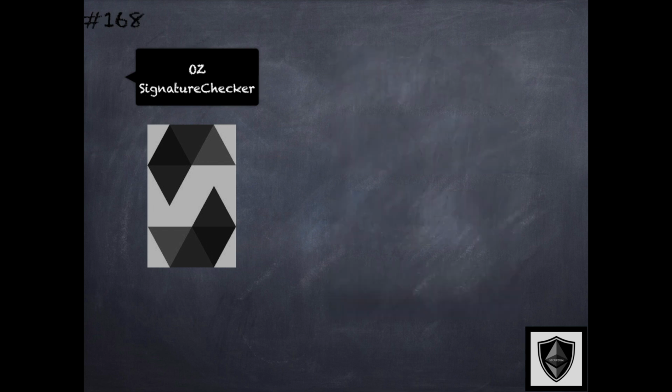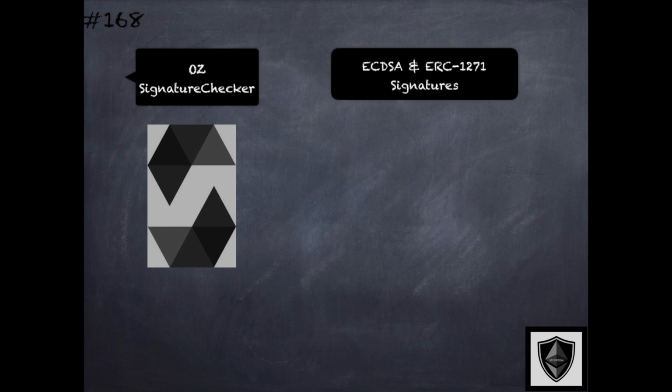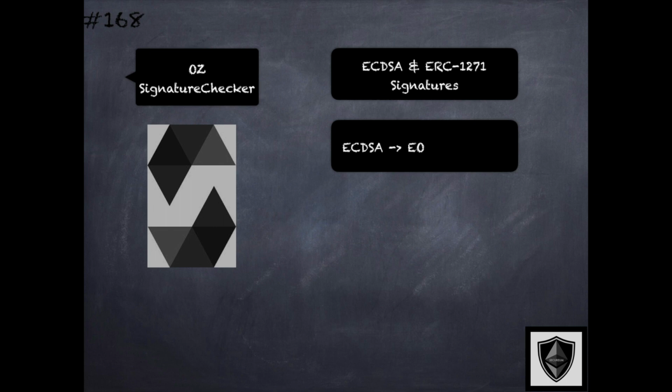The signature checker library provides functionality that allows smart contracts to work with both Ecdsa signatures and ERC1271 signatures. We have talked about Ecdsa signatures that are signatures that can be created with the use of a private key, which is really possible only with externally owned accounts. And the reason for this is contracts do not possess or cannot possess a private key because all contract state is public.